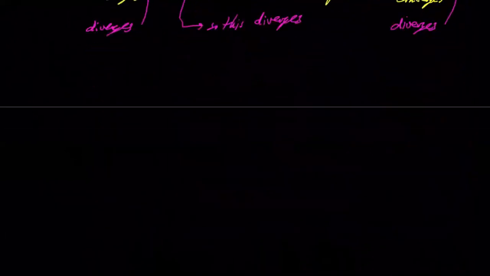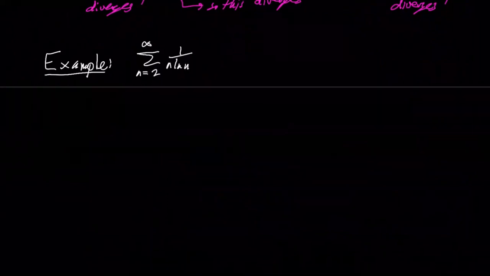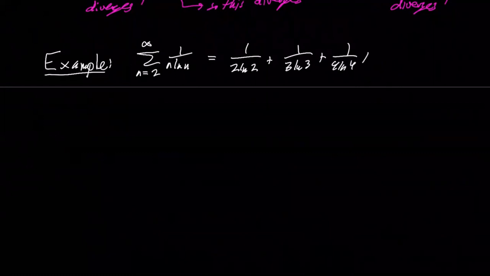Let me just do one example, just to show you how this works in practice. It's an example I particularly like. I'm actually going to start at 2, which you'll see why in a second. It's the sum of 1 over n times the natural log of n. I can't start at 1 because the natural log of 1 is 0, and I'd be dividing by 0. So this is 1 over 2 ln 2 plus 1 over 3 ln 3 plus 1 over 4 ln 4, and so on.